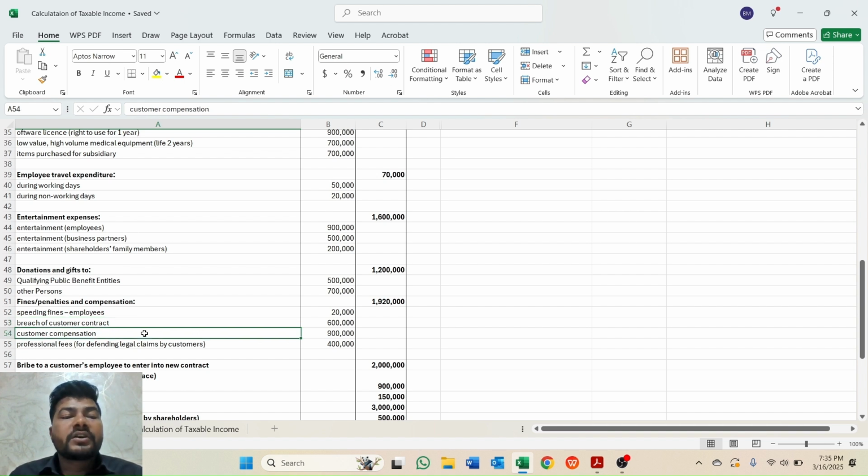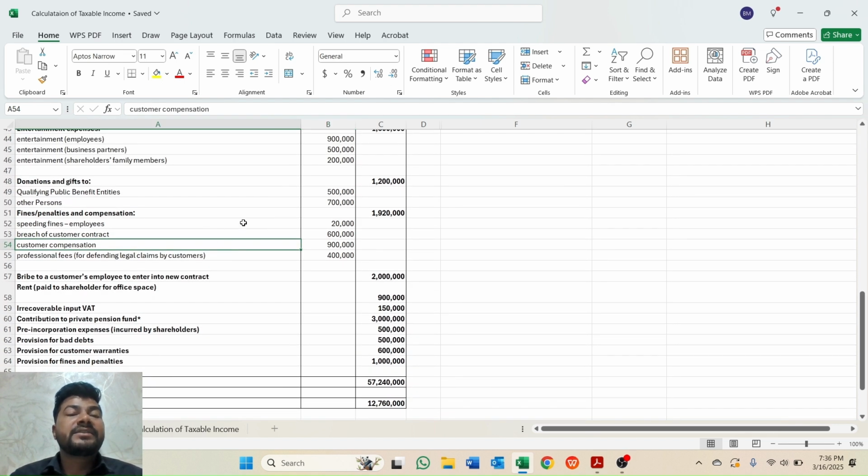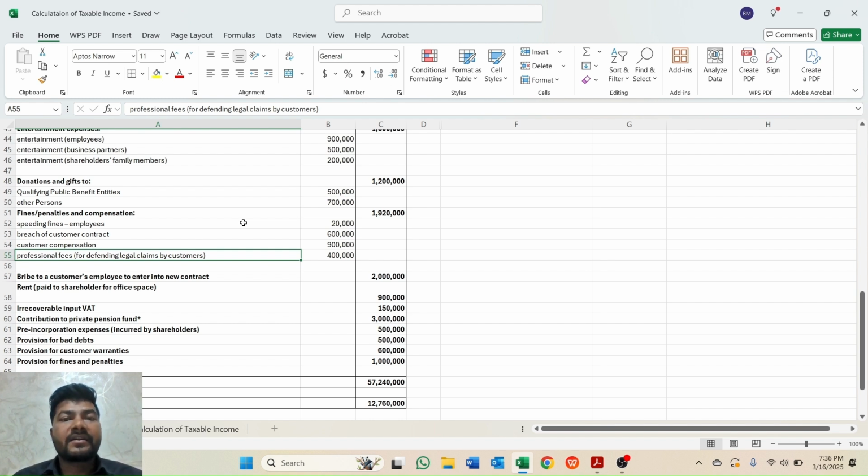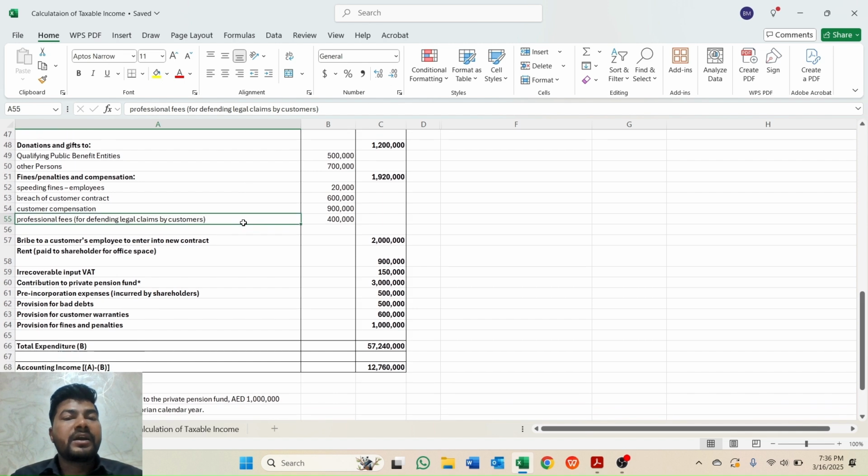Other is customer compensation. Again 900,000 will be allowed as deduction, since this will be regarded as incurred for the day-to-day operation of the business. And professional fees for defending the legal claims by the customer, I have already explained earlier. So it is totally allowed.